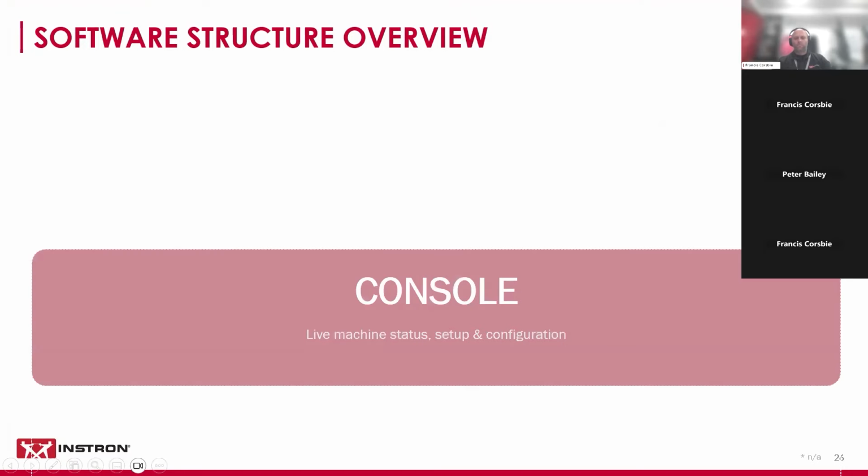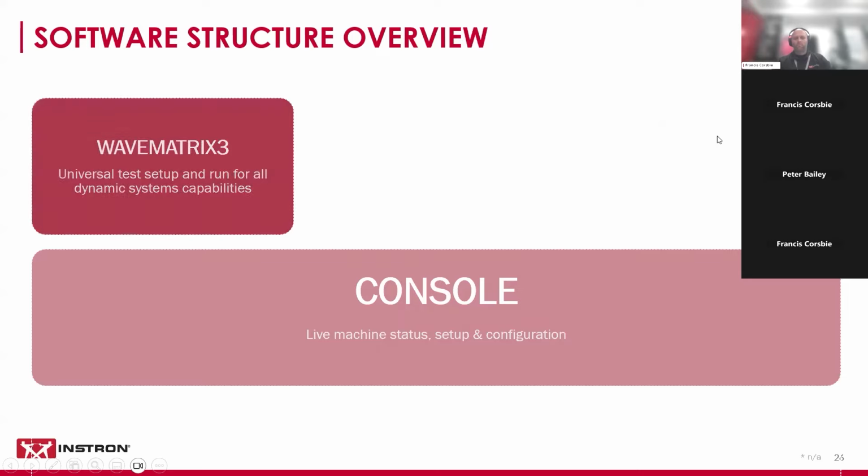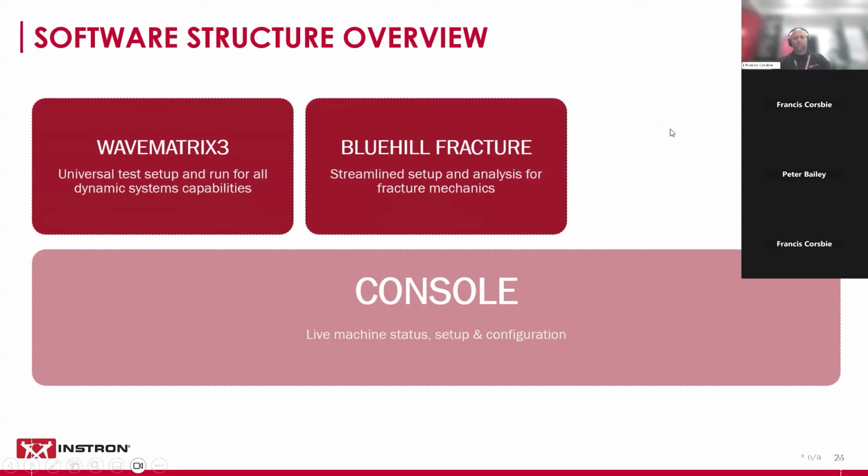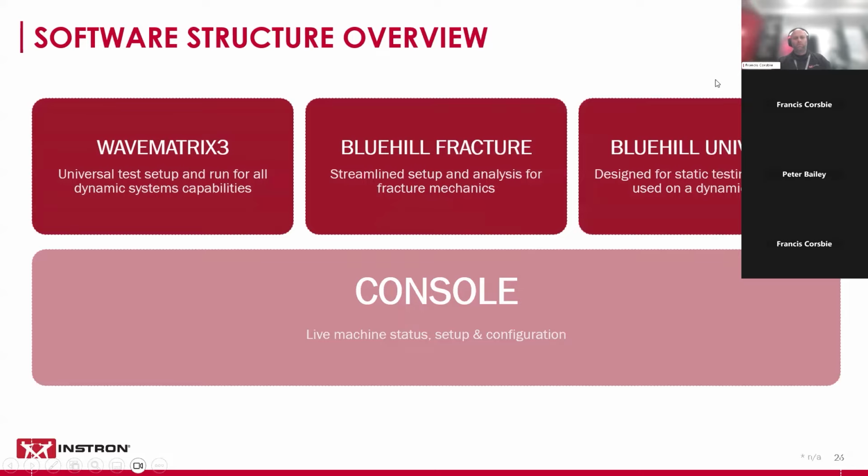So in terms of the software structure, what I'm going to show you again is our dynamic machine. And our dynamic machine uses a piece of software called Console. And this sits as the foundation of all of our other pieces of software, always running in the background. And it gives you live machine status information and helps you with the setup and configuration of the system. On top of that, then we have our test software, for example, WaveMatrix 3, which I'll be showing you today, but we have other pieces of software such as Blue Hill Fracture and even Blue Hill Universal, which is developed for our static testing machines, but can also be used on our dynamic machines as well. So they all sit on top of Console. So that's just different pieces of software and how they all fit together.